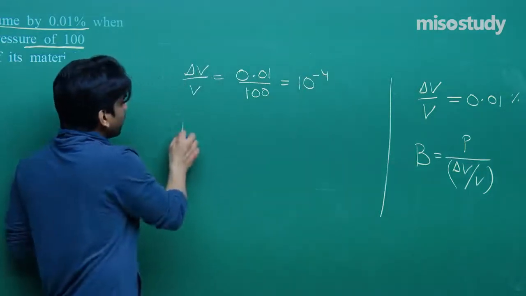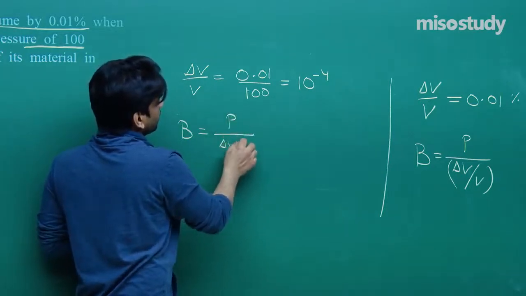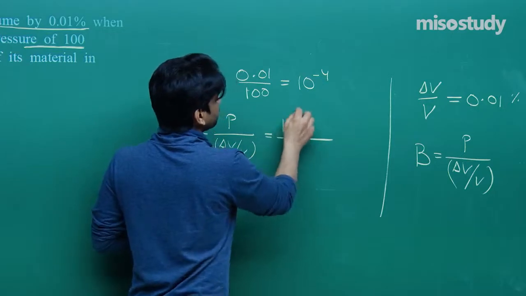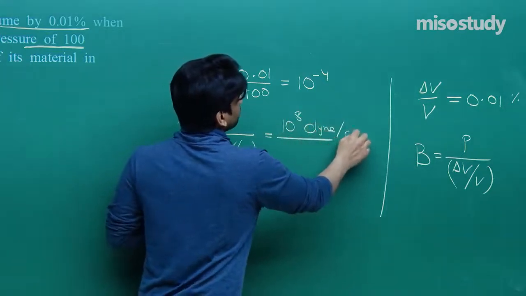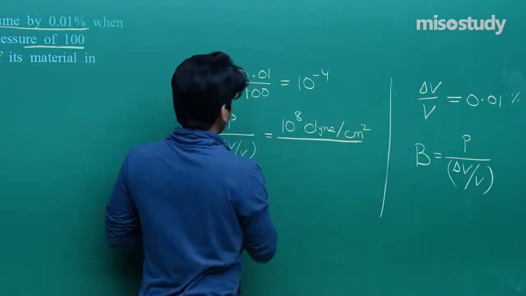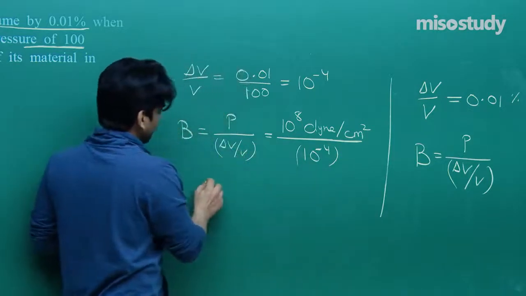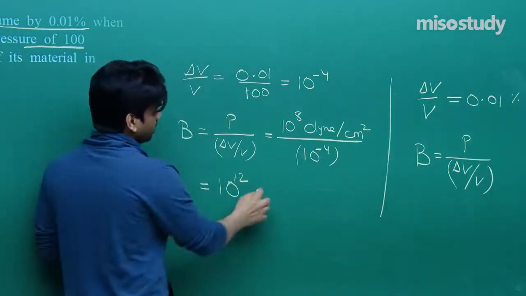Now let's use the formula for bulk modulus. Already I have written that it is equal to P upon delta V by V. Let's put up the value. We have 10 to power 8 dyne per square centimeter. Remember, this is the unit that we have used. And let us put the value for delta V by V, that is 10 to power minus 4. We are going to obtain this as 10 to power 12 dyne per square centimeter.